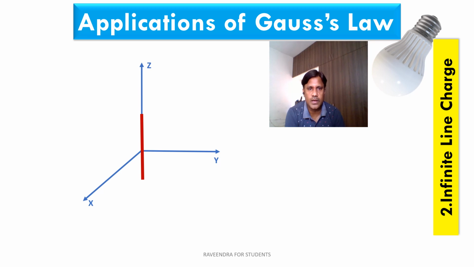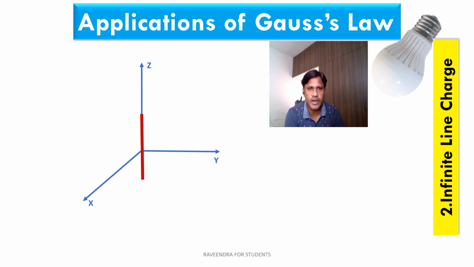So, what is the Gaussian surface if the line charge was placed along the z-axis? How do we get it? Surrounding this infinite line charge, at what points can we find the D bar? If you join all such points, that closed surface is nothing but the Gaussian surface, right?